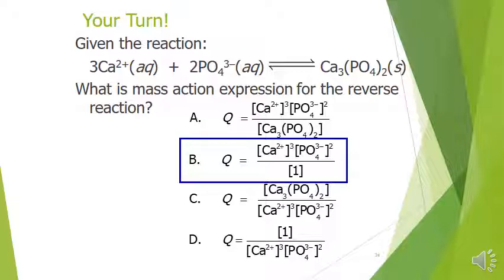And again, this is Q, not K, but it doesn't matter. K would have the same ratio. So given the reaction, what is the expression for the reverse reaction? Now you're looking at this direction, so these will be on the numerator, and a 1 would be on the bottom, and so you can see that this would be B.